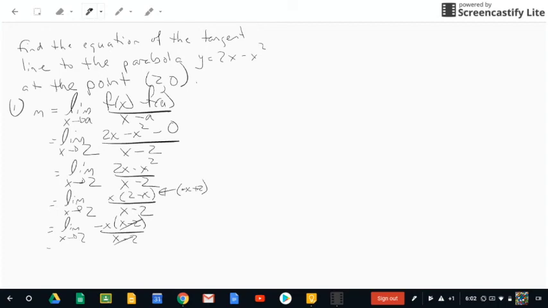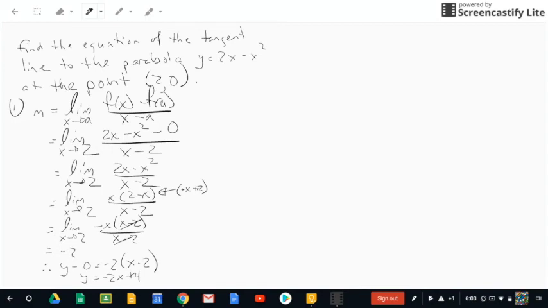And now if I plug in my limit, I've got this negative x there. If I now let x equal 2, my limit's going to end up being negative 2. And so now that I've got the slope of the tangent line, my equation, if I use point-slope form, is y minus 0 is equal to negative 2 times x minus 2. And that y minus 0 looks ridiculous, so I'm not going to write that. Instead, I'm going to distribute the negative 2 through, so negative 2x plus 4. That's the equation of my tangent line.